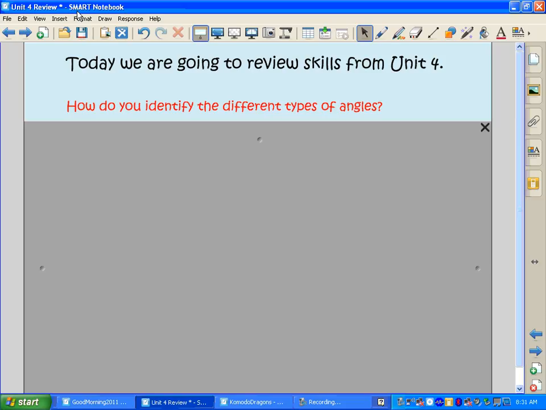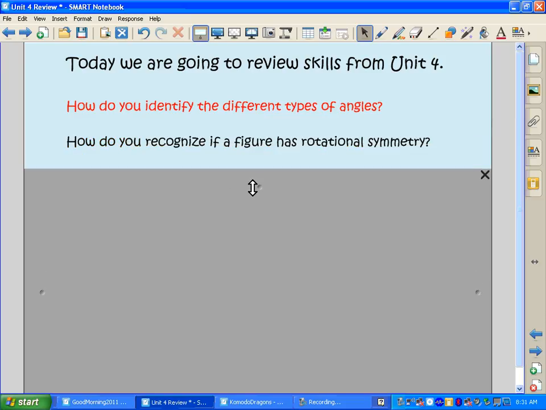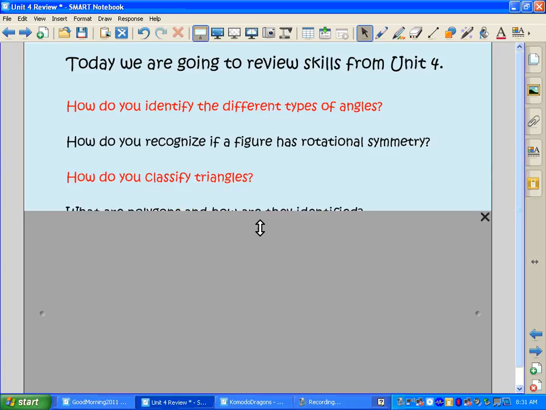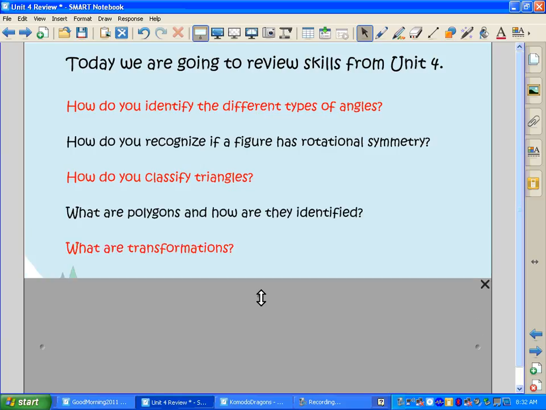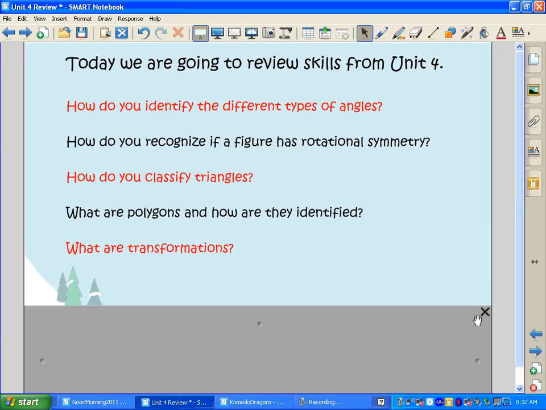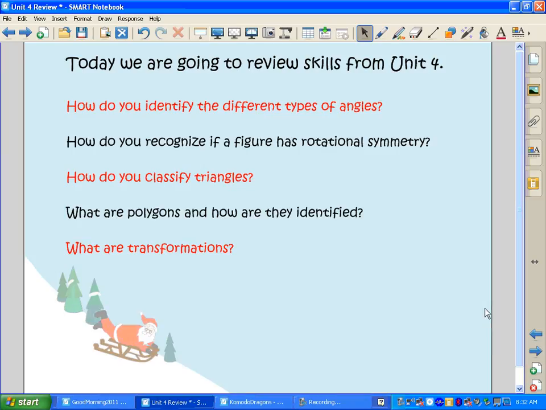Alright, so we're looking at how do you identify the different types of angles? How do you recognize if a figure has rotational symmetry? Remember, it rotates and it'll look like itself before it gets back all the way around. How do you classify triangles? What are polygons and how are they identified? And what are transformations?